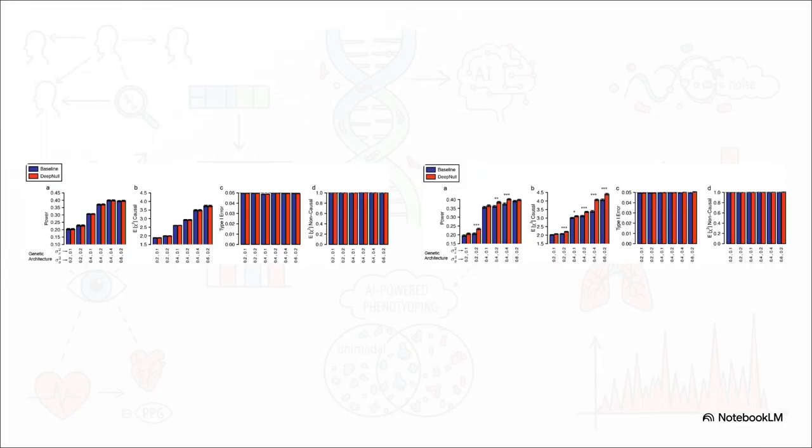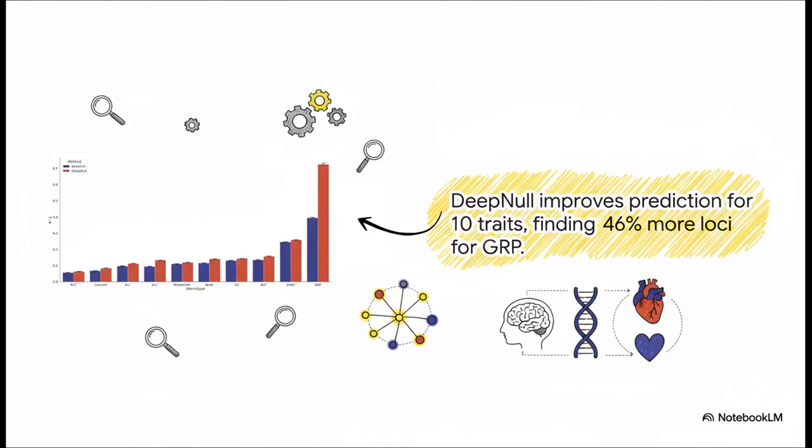So, to deal with this messiness, researchers came up with a really smart AI called DeepNull. It's designed to actually understand these complex real-world relationships. And check this out. On the left, when the data is simple and straightforward, you can see the old method and DeepNull are basically tied. But look at the chart on the right. When you throw in the kind of complexity you find in actual biology, DeepNull just pulls way ahead. It's like it can see the path through a tangled forest while the old methods are still stuck at the entrance. And this isn't just some theory, okay?